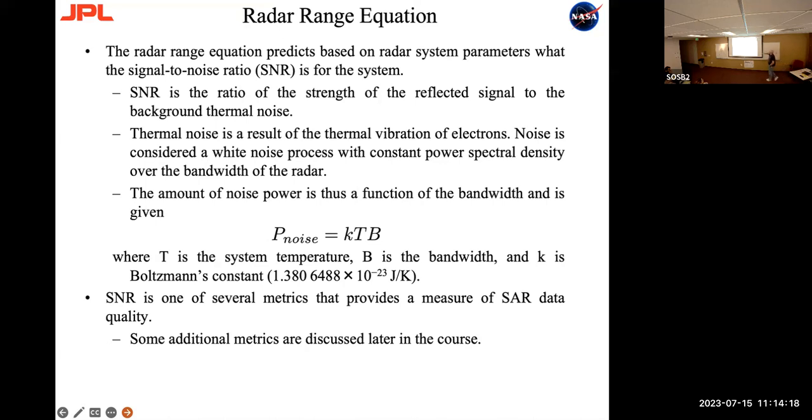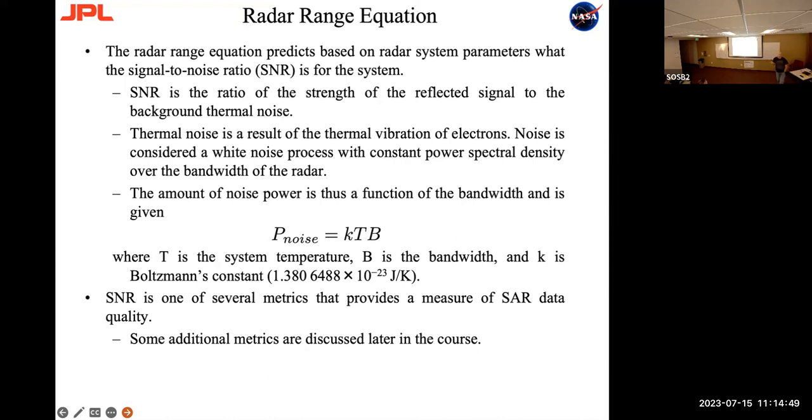So SNR, first of all, is the ratio of the amount of signal you're getting back to the amount of noise. All measurement systems have noise in them, unfortunately, but that's just a fact of life. And in radar, the noise is related to what's called the background thermal noise. There's other types of noise we'll talk about in a little bit, but thermal noise is the one we're going to be talking about. And thermal noise is basically a result of the fact that things have a temperature.